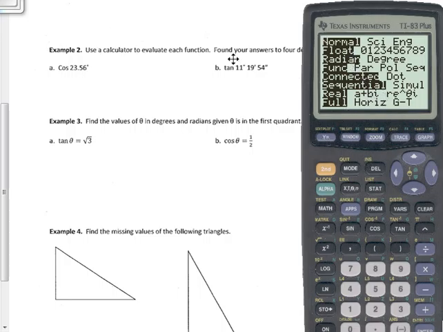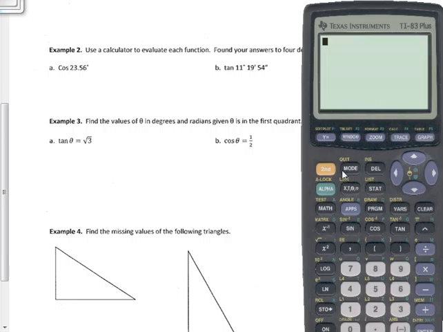Example 2, use the calculator to evaluate the function. I'm not going to go back to the screen even though this says found. You should round your answers to 4 decimal places. Part A says cosine of 23.56 degrees. If you look at your calculator, go to mode, and if it's in radians, you need to move it to degrees. So we'll go down, move it to degrees, hit enter, and you're good to go.